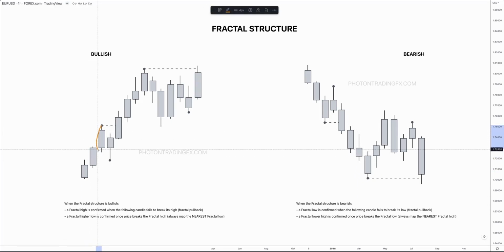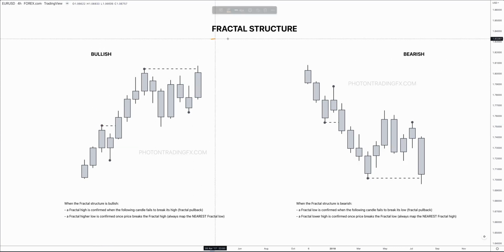We get to this candle here. Does the next candle break this candle's high? No. Hopefully we can see, this high here fails to break this candle's high here. So what that means is we have now had what we call a fractal pullback, because this candle here has failed to break the previous candle's high.